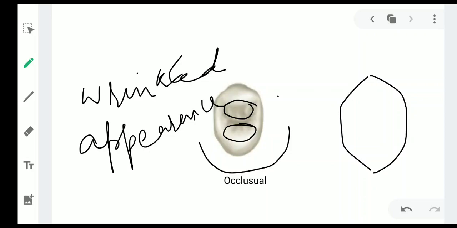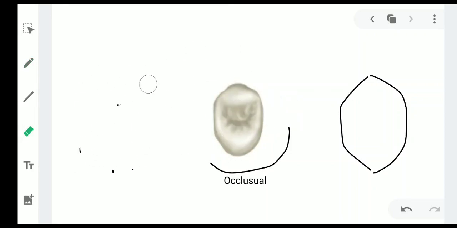Other things which you can see from the occlusal surface are the same. That is, it has a buccal cusp, a lingual cusp, marginal ridges, and a buccal surface which you can see. So this completes the maxillary premolars.